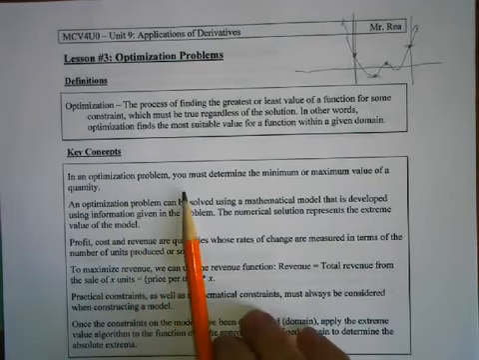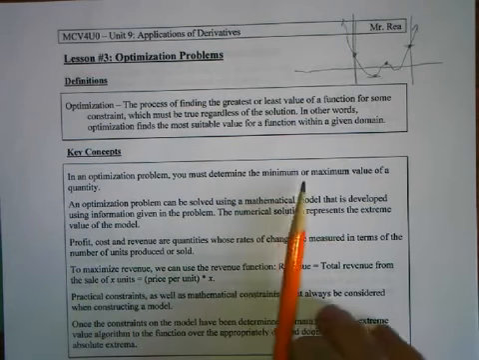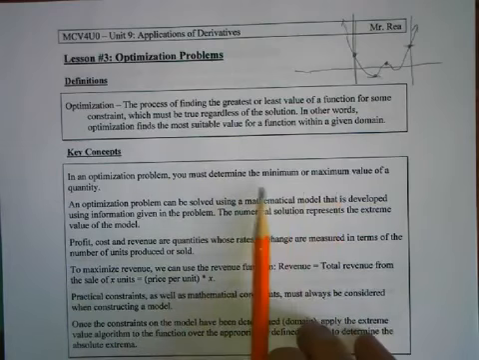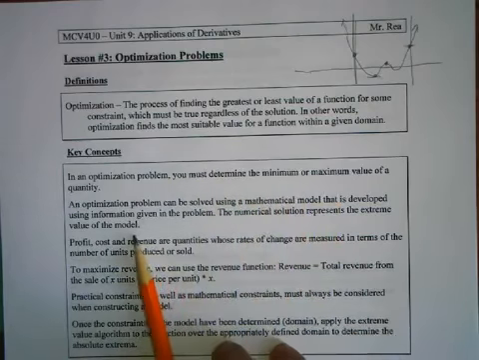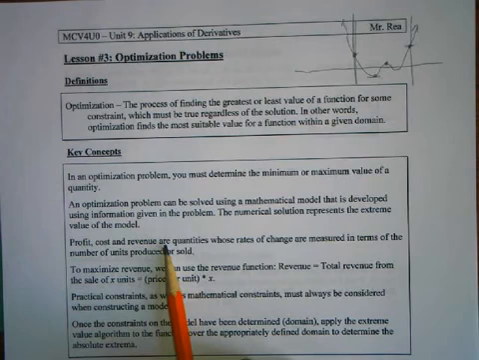All right, so in an optimization problem, which this is all about, you must determine the minimum or maximum value of the quantity, and it will tell you in the question. Sometimes they actually ask for both, but usually it's just one or the other. An optimization problem can be solved using a mathematical model that is developed using information given in the problem.